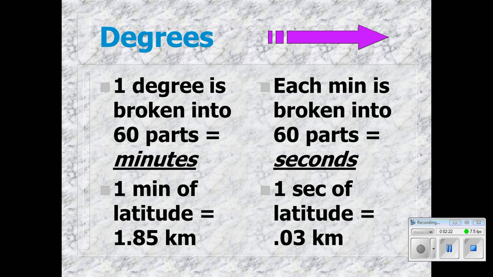So again, it's like time, because you can break a minute down into 60 seconds. And then each second of latitude is equal to 0.03 kilometers. So we're getting more and more specific. If you think about an hour, that's kind of broad. Then you can pin down to minutes, and then even more specifically to seconds.